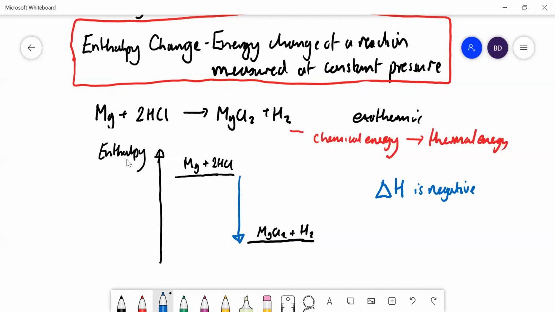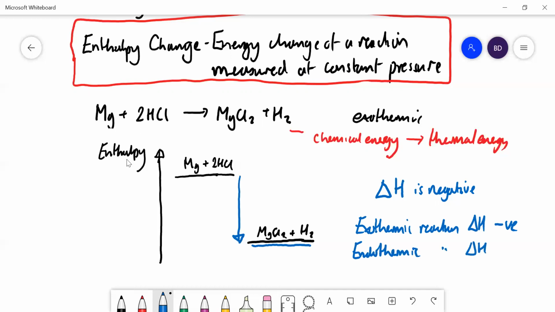Why is it negative? Because these products have got less enthalpy in them than the reactants, and that's been turned into thermal energy. One confusing thing at first is that some people instinctively think it should be the other way around. For an exothermic reaction, the enthalpy change, delta H, is negative. And for an endothermic reaction, obviously, delta H will be positive.